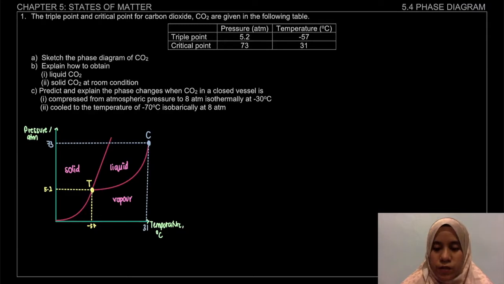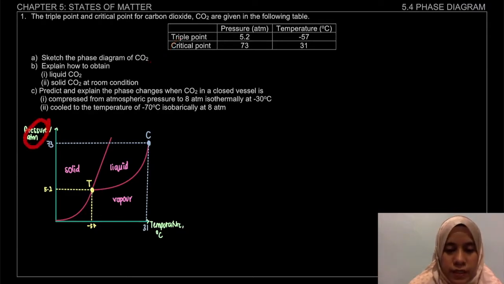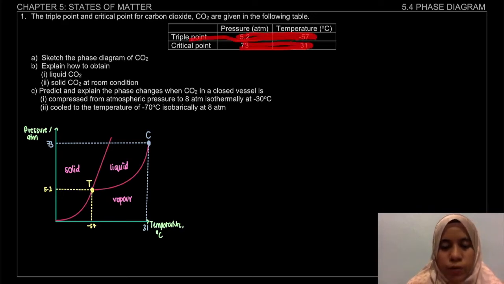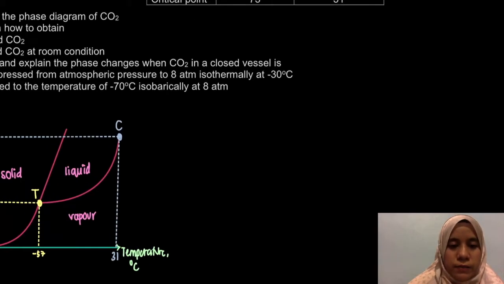So that is for example number A. Again, don't forget the axes and the lines, label them in step one. And then the triple point and critical point. In this case, since they have specified them already, this is the triple point and this is my critical point. So I have to label it here.